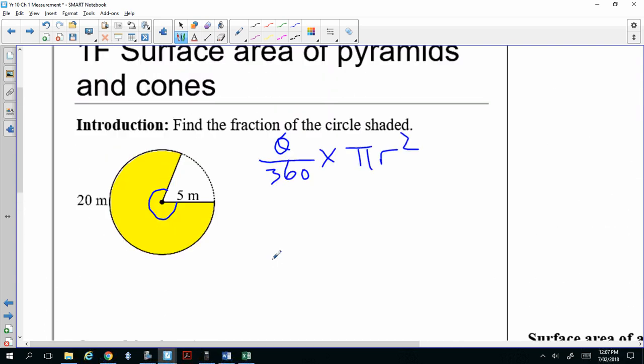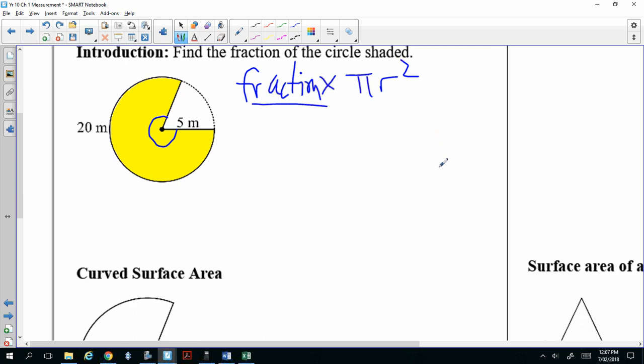We're still going to use this, but we're going to adjust it a little bit. We're going to replace the angle by a fraction. If we can work out the fraction of the full circle, then we can calculate. So the question is, how do I get the fraction of the circle? What we're going to do is find the total circumference.